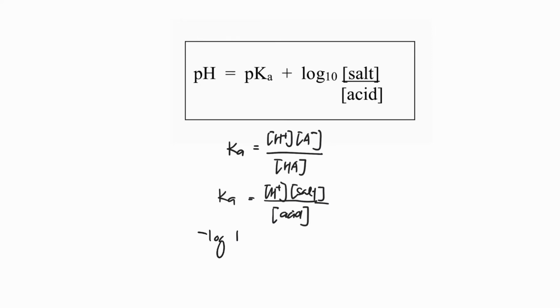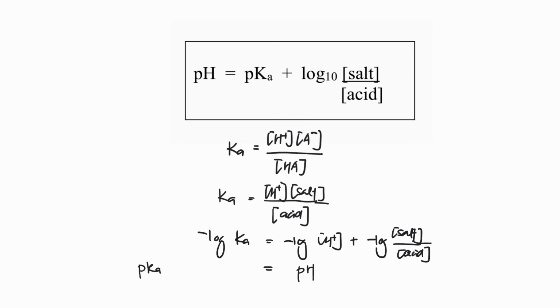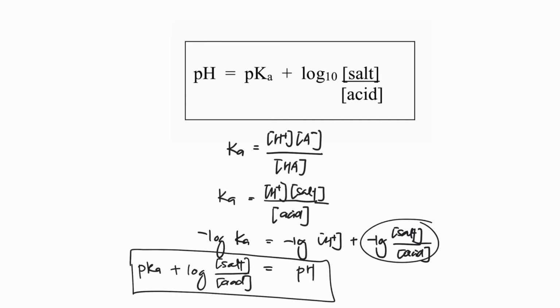So we have negative log Ka and negative log H+, plus negative log concentration of salt over acid. This will be the pH and this will be the pKa. We're going to move this to the left to have positive log concentration of salt over concentration of acid. So this is the formula that we could use in order to get the pH of a buffer solution.